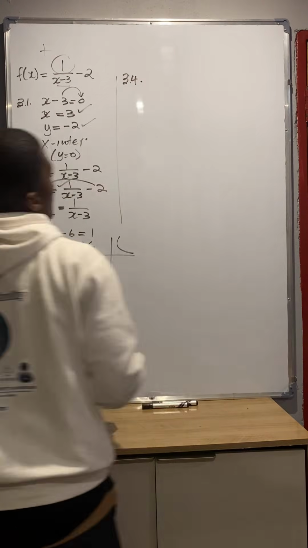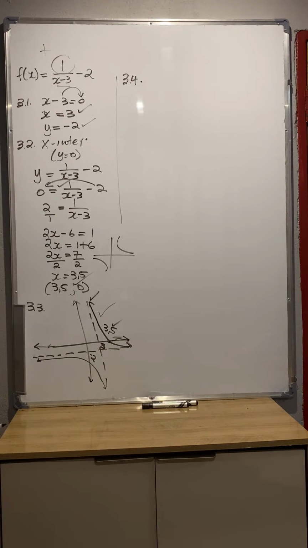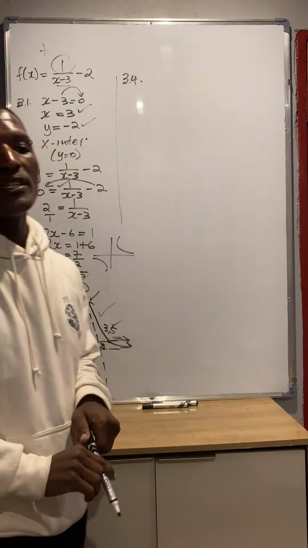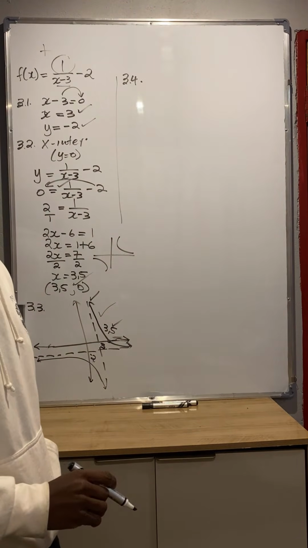Then 3.4. With 3.4, they say to you, determine the axis of symmetry.